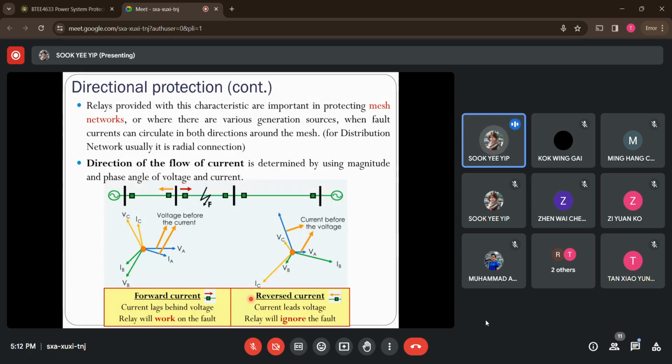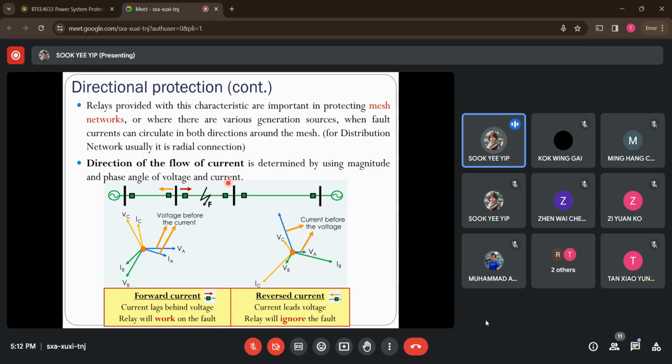So if you go to the second bullet point here, it is actually based on the magnitudes of the voltage and the current, as well as the phase angle. The magnitude itself tells you whether a fault occurs, and the phase angle between the voltage and current tells you which direction this fault current is coming from.